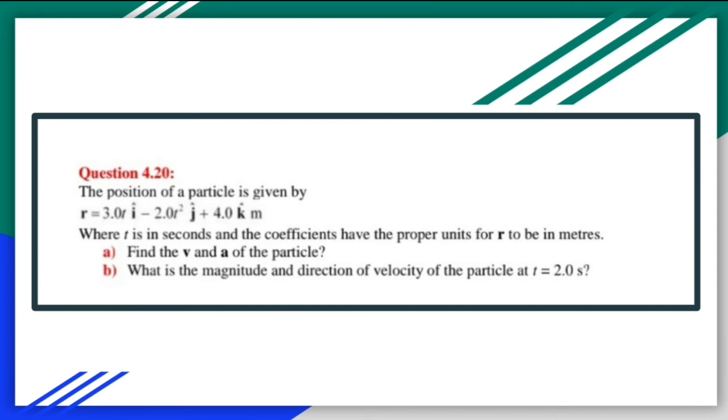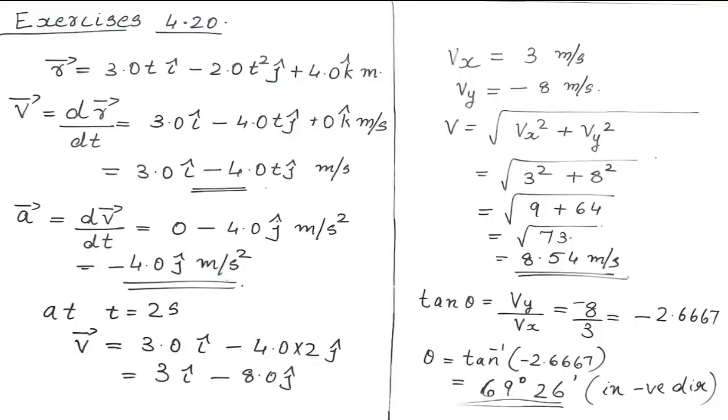Similar to 4.4, the question is 420, and similar to 4.5, the question is 421. So 420, vector r is given. We are asked to find the velocity and acceleration of the particle, and the magnitude and direction of the velocity of the particle at t equal to 2 seconds. So in the same way, we have to do it. While doing vector v, we will get 3i minus 4tj, and vector a is equal to minus 4j meter per second square. And at t equal to 2 seconds, substituting for t, we will have vx and vy as 3 and minus 8 meter per second.